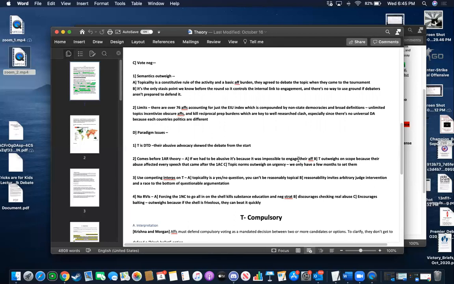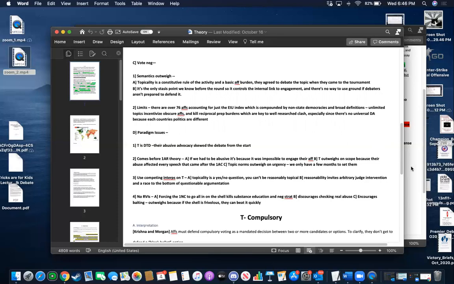Topic norms outweigh on urgency. We only have a few months to set them. And 3, use competing interpretations on T. A, topicality is yes, no question. You can't be reasonably topical. B, reasonability invites arbitrary judge intervention and a race to the bottom of questionable argumentation. No RVI is forcing the 1C to go all in on the shell, kills substance education in the next strat, and discourages real world abuse, encourages baiting, outweighs because the shell is fearless, they can beat it quickly.